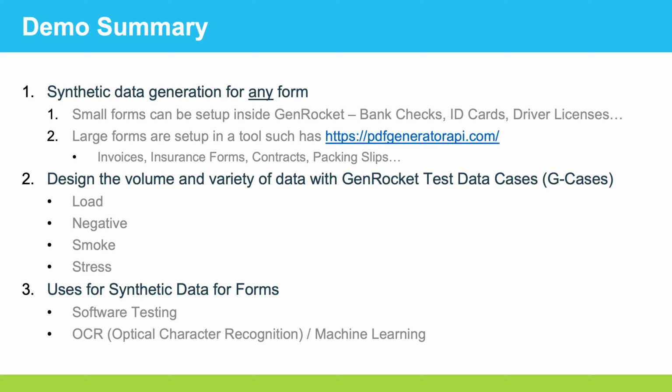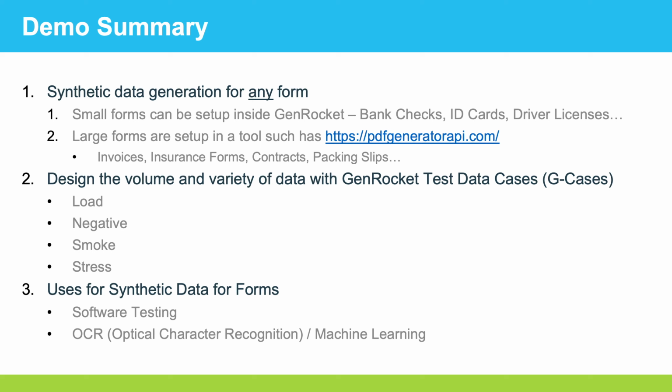So you can set up that invoice or insurance form or contract, and then GenRocket can generate the data on top of that form using that tool. And then once that form is set up, you can design the volume and variety of data, as you saw in the demo: load, negative, smoke, and stress, and so forth.